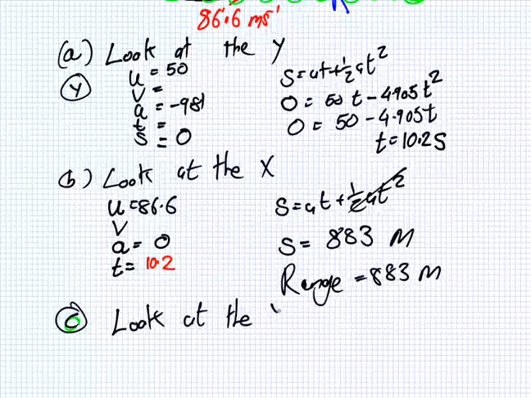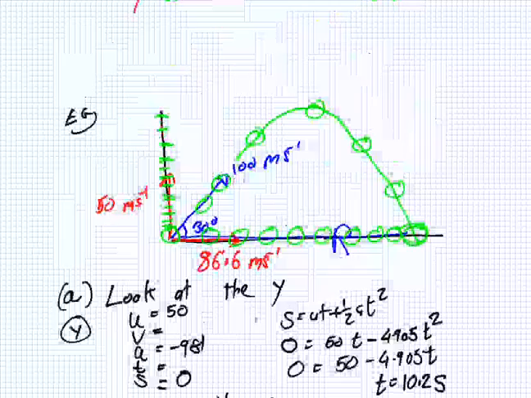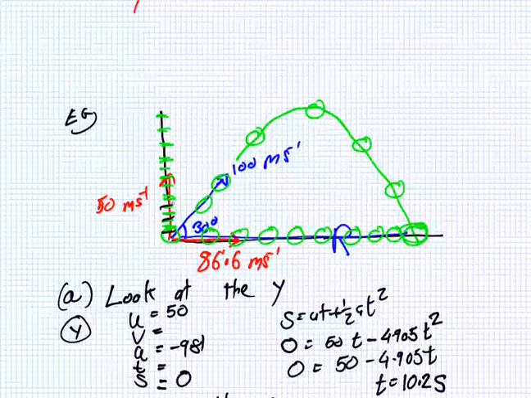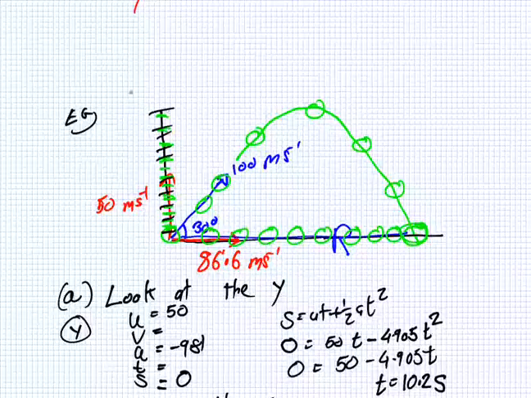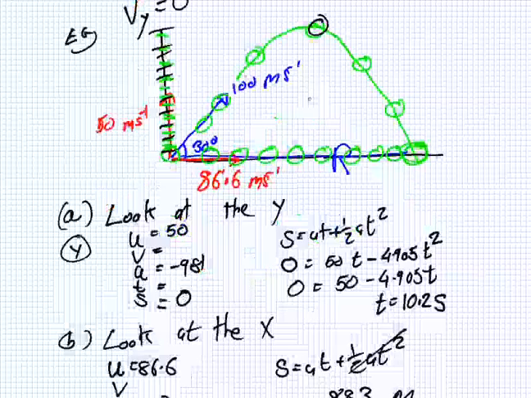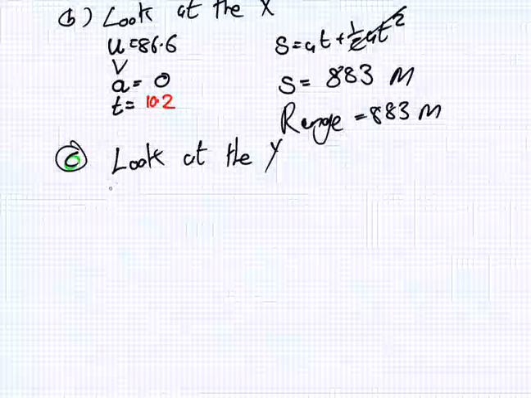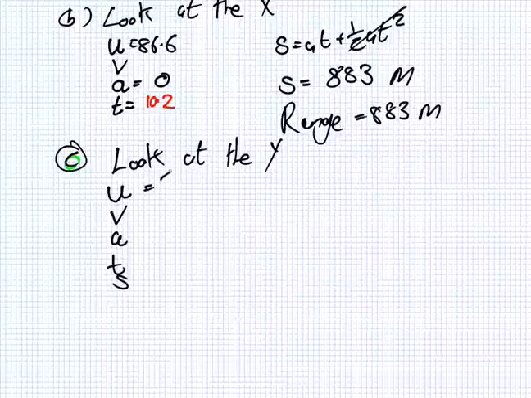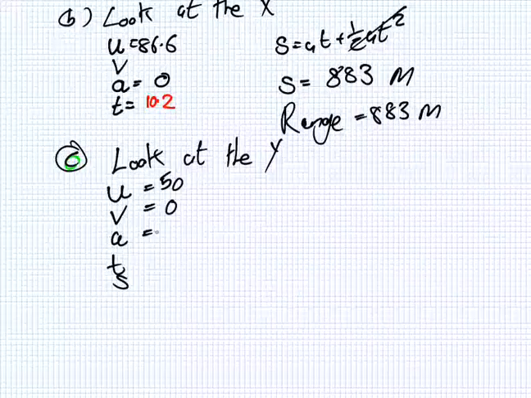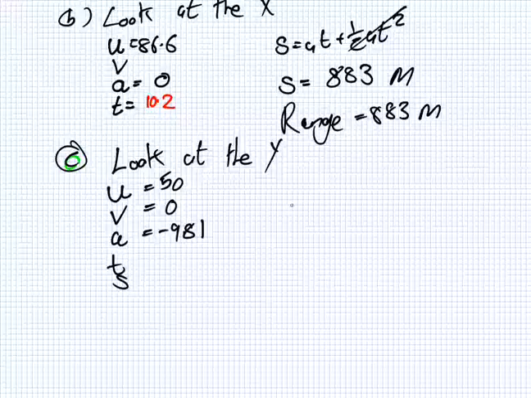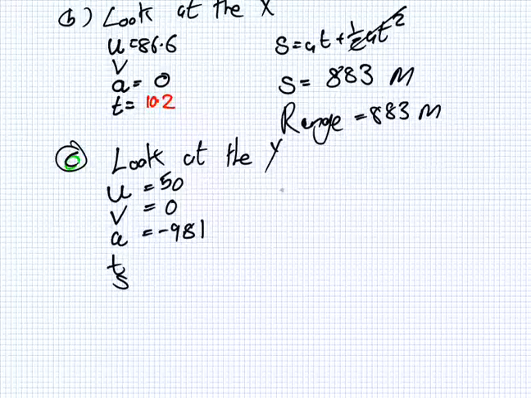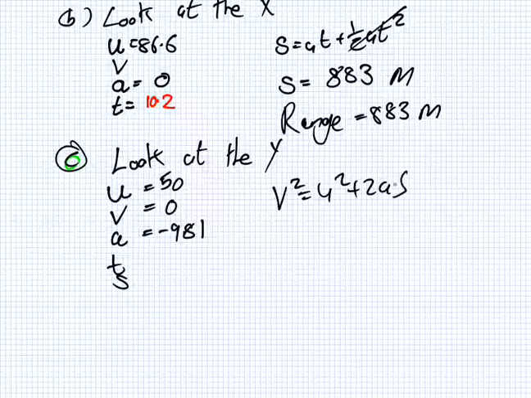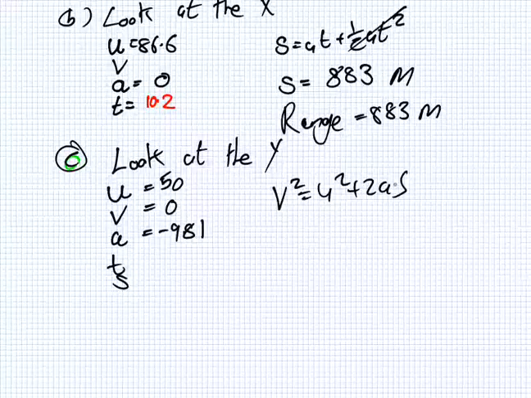Good. 100 cos 30. So this one here is 86.6 meters per second. And then the other one, sine. So that one here is 50 meters per second. Sorry, this was 100 cos 30 and this was 100 sine 30. Okay. So it goes up and down and then crashes here.